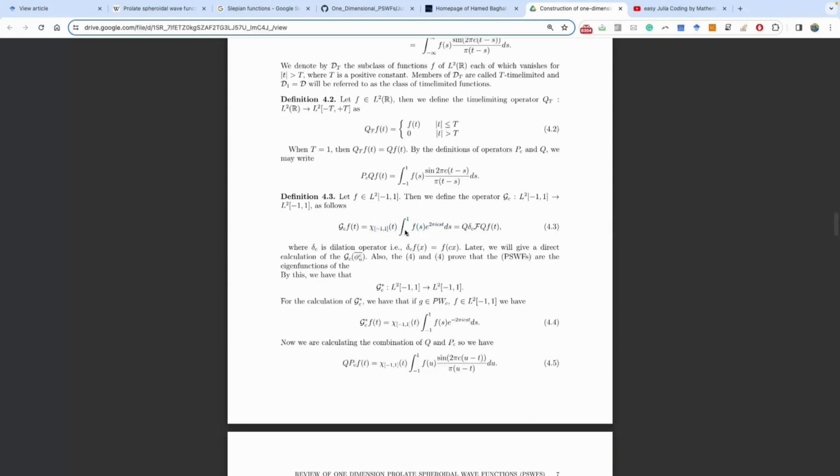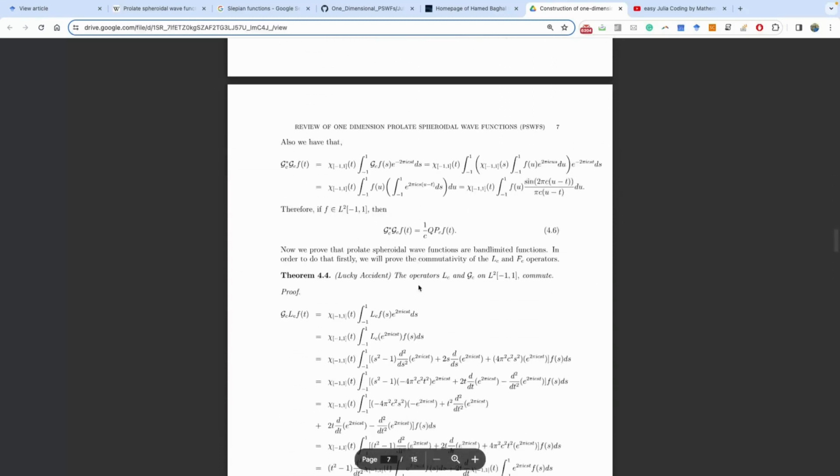Just the difference is that the interval has been truncated. So the interval is finite here, and that's why we call it finite Fourier transformation. And also the range is truncated as well, so the output is defined in the finite interval. That's why we have put this one there. Now, the proof is here.